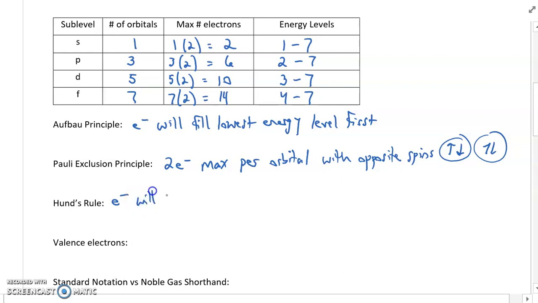So electrons will fill each orbital with 1 electron first before any of them double up.